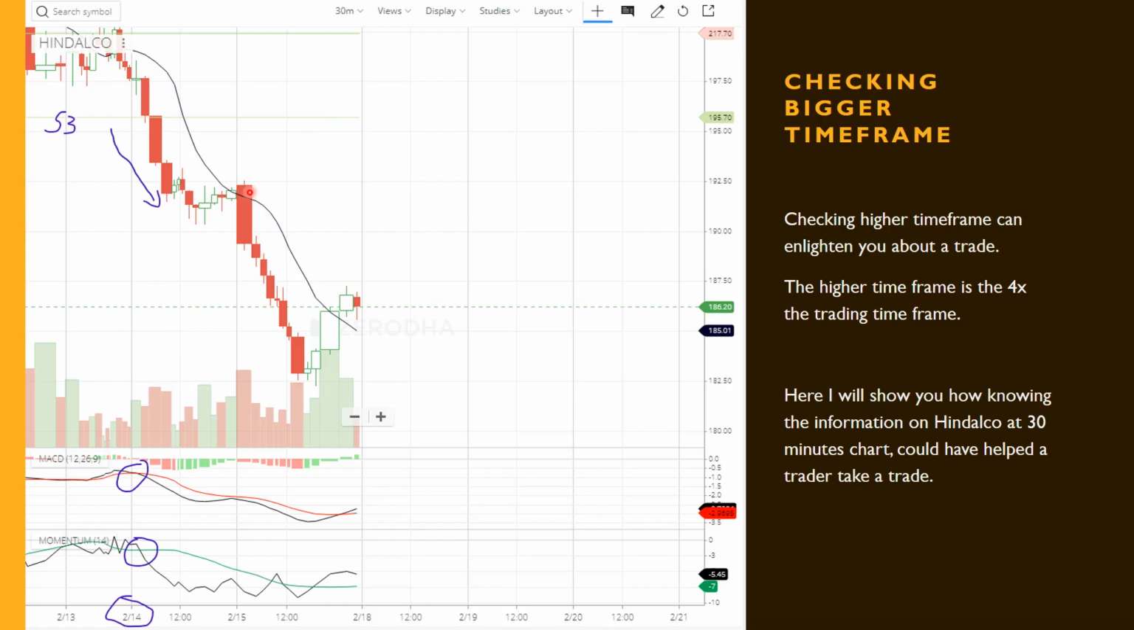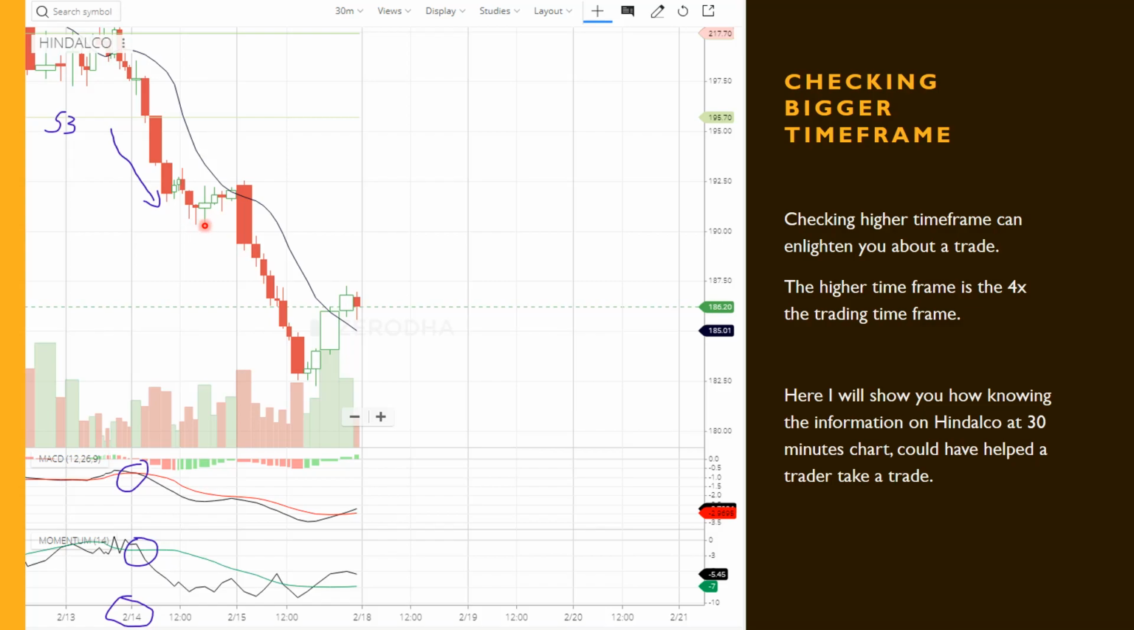But for some reason, if it fails to cross and close above the 12 period triangular moving average, this stock is already low. There is no support down here. Okay, so that means when you see Hindalco on your chart and you see this big red candle forming, immediately go back up to the 30 minutes chart and you will instantly have an idea what is happening.